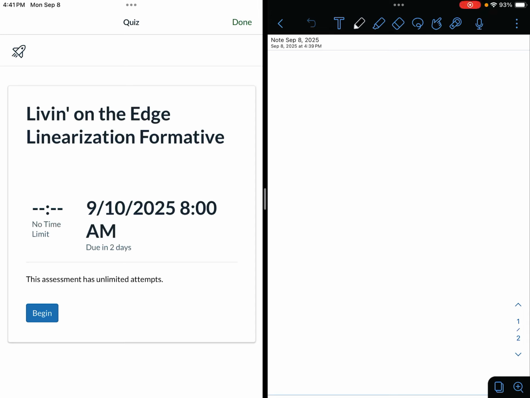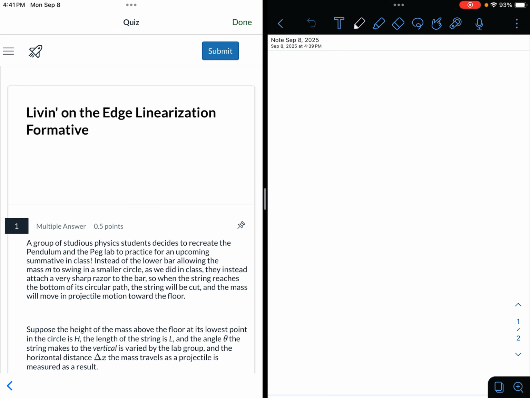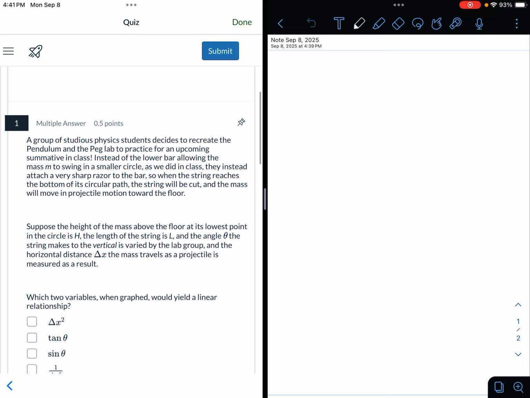All right, so we're gonna do the Living on the Edge linearization formative, and I haven't done this before. If you haven't done this before, you should pause and do it, and then come back and see if you messed up, where you could improve, or mistakes and whatnot. I might make mistakes. We'll see. Living on the Edge. That's a fun name.